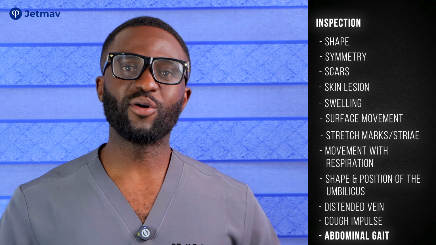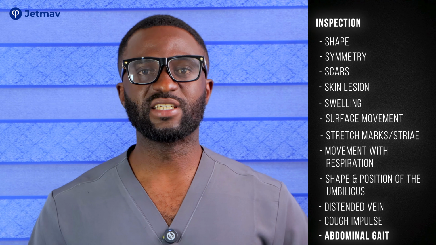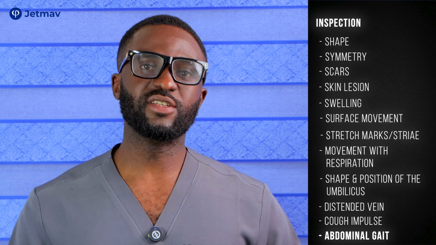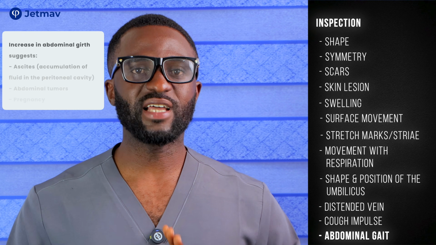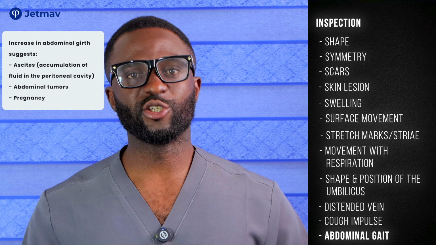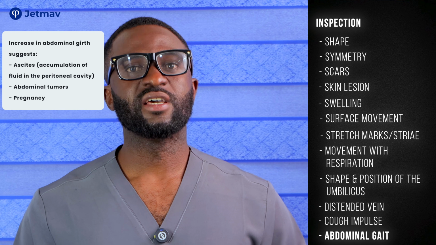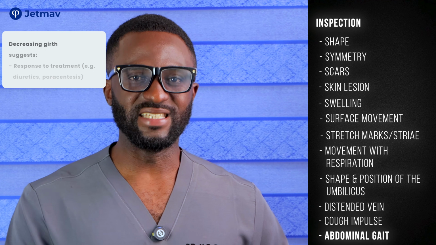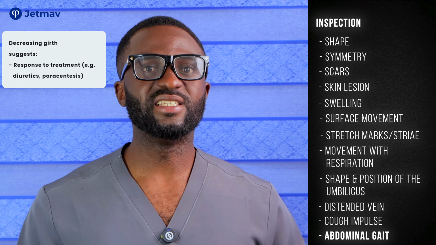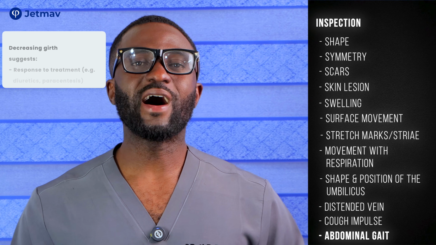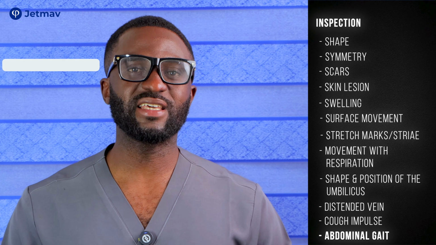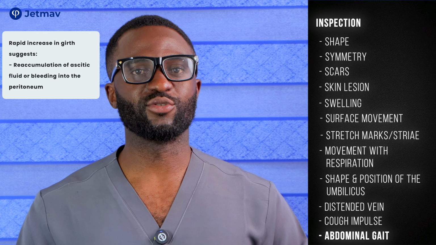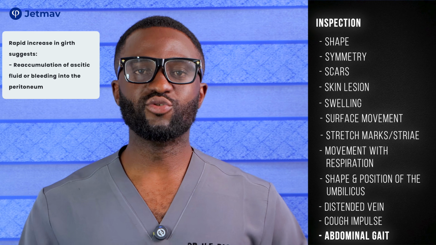So in that case, abdominal girth can either increase or decrease, which shows the progression of the abdominal distension. If the abdominal girth is increasing, it entails a possible accumulation of fluid in the peritoneal cavity, or abdominal tumor, or even pregnancy. But if the abdominal girth is decreasing in a patient with ascites, it indicates response to treatment. But if you have a rapid increase in abdominal girth, it might suggest rapid accumulation of fluid or blood in the peritoneum. So all these are the things you look out for during inspection.